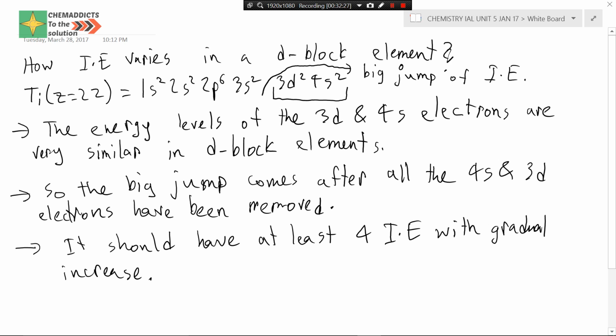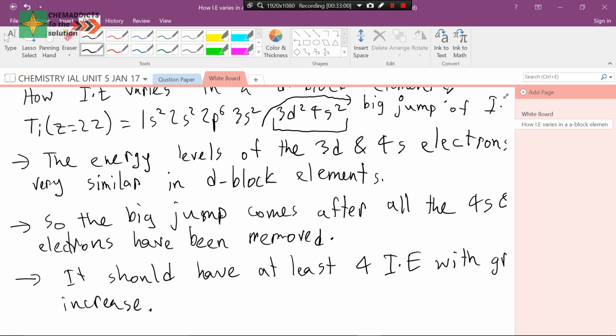How they are supposed to have gradual increase, we will come to know while solving the question. For the time being, let us know that it should have at least 4 ionization energies with gradual increase. I have repeated this 4 times. Sorry fellas, it's been a lot. Okay fellas, let's get back to the question which we were solving.